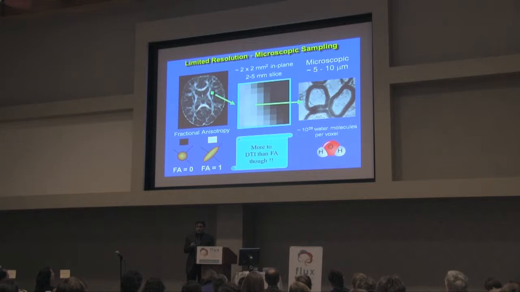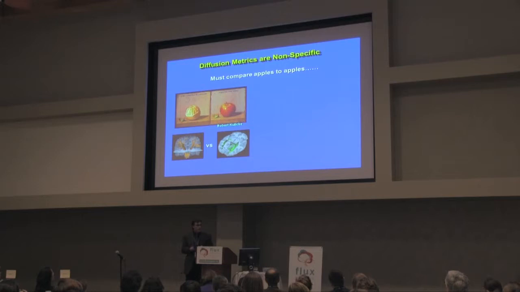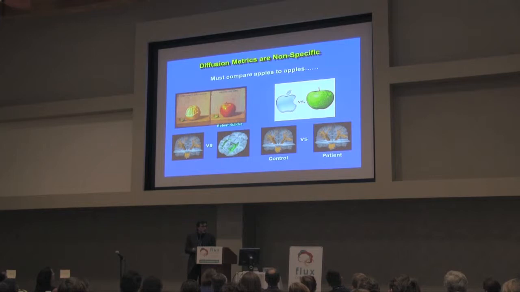One of the key things I'd like to point out is that you have to compare apples to apples. These diffusion metrics are not specific, and one can't compare the FA of optic radiation and FA of a cortical spinal tract and start saying that one's got more myelin or has greater axon packing than the other. But it is okay to compare apples to apples, and if you're looking at a patient study versus controls, or in our case, as a function of age, then that's perfectly acceptable. And that's what we're going to talk about today.